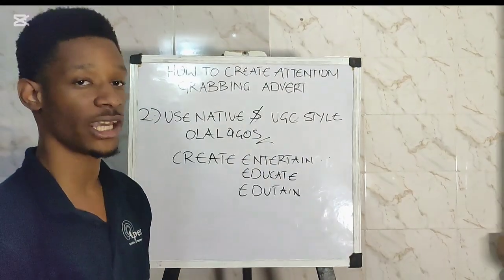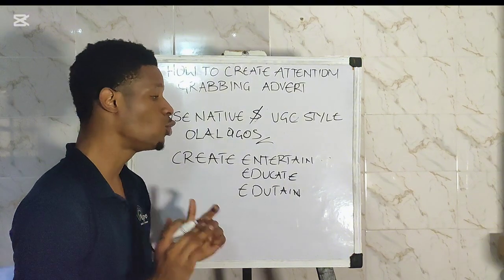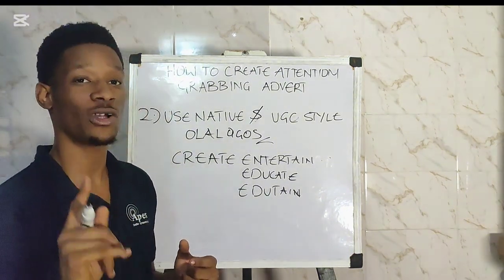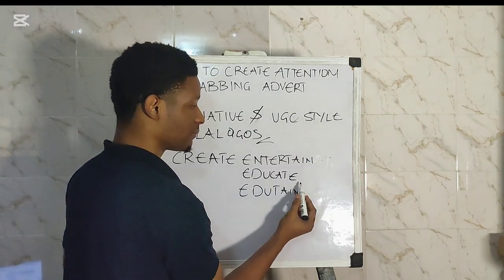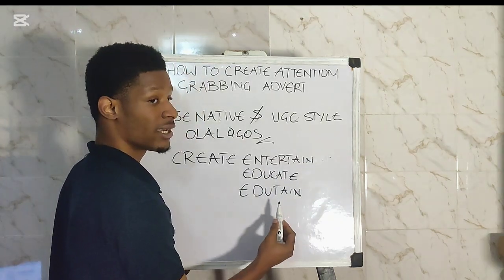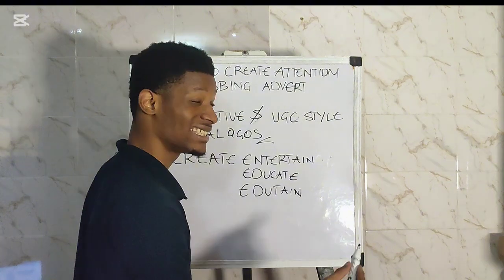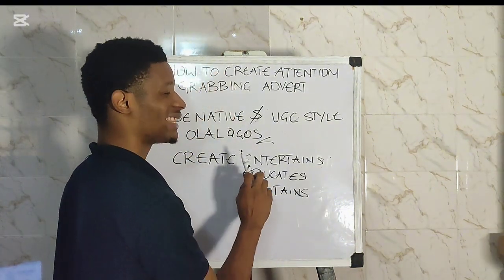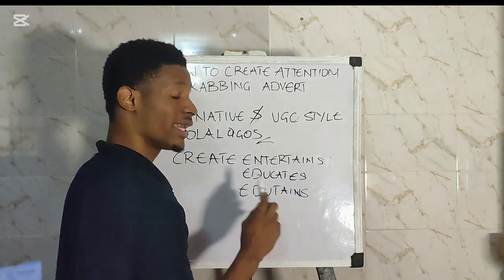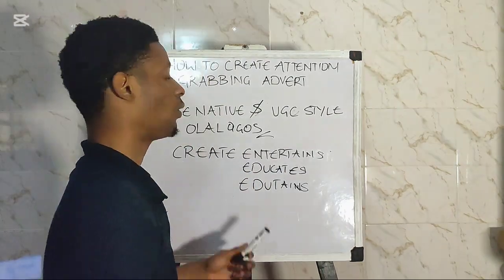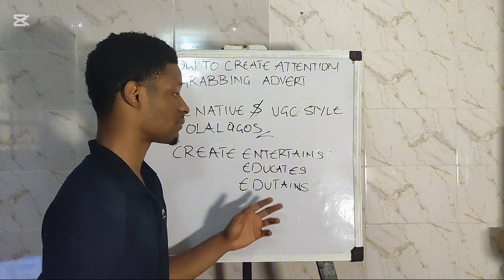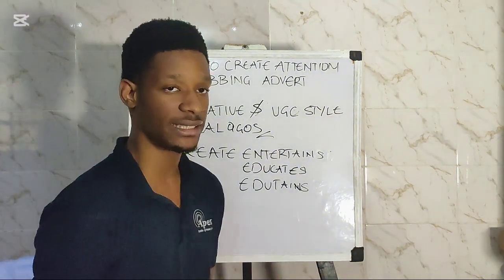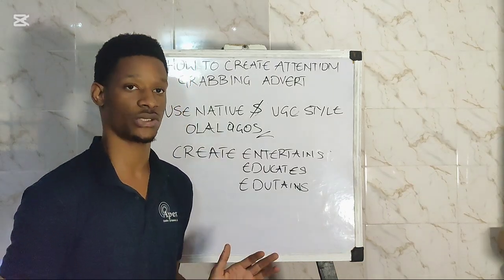Now, for you to create content or adverts that look native or UGC style, you need to make sure your content is either entertaining, educating the viewers, or edutains the viewers. Your content has to entertain, educate, or edutain. Now, what does this mean? This means that if you don't want to create content that entertains, you can educate them, you can teach them something. That also works.